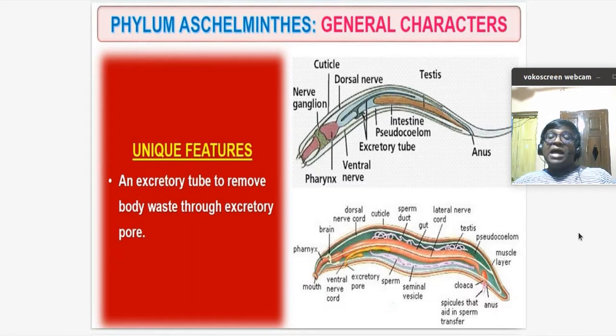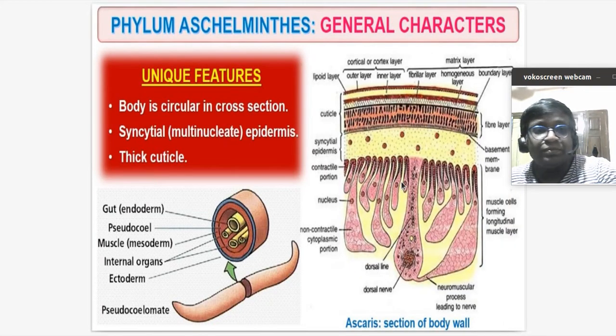Then there is also the eye worm, which we call Loa loa. Then there is pinworm. Then the elephantiasis disease, which is caused by this microbial Aschelminth, Wuchereria bancrofti. Commonly we call it filariasis, but the scientific name is Wuchereria bancrofti. They cause elephantiasis. So they have an excretory tube, that is a unique feature.